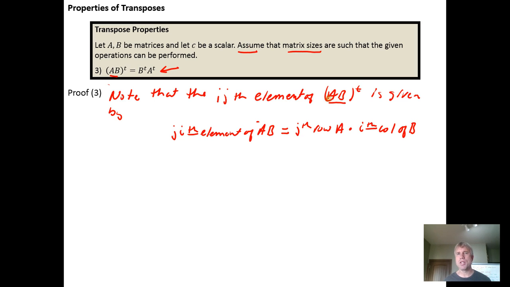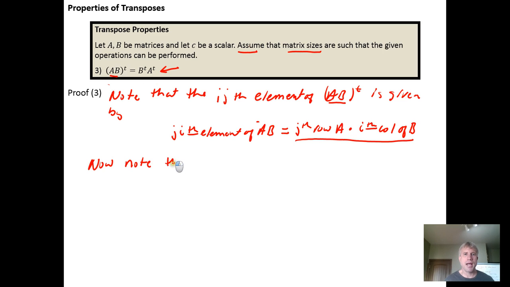So that's what the ijth element of (AB) transpose looks like. The ijth element of (AB) transpose is the jth row of A dotted with the ith column of B. And what we need to show is that the ijth element of B transpose A transpose is the same as this. If we can do that, then we've demonstrated that (AB) transpose would be equal to B transpose A transpose. So now we need to talk about what the ijth element of B transpose A transpose looks like.